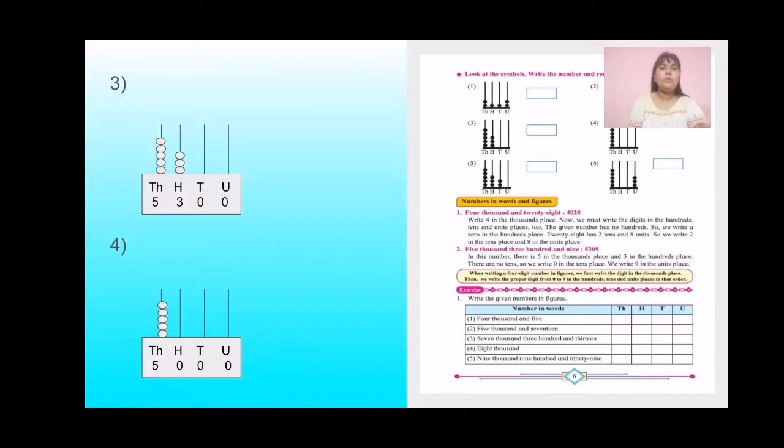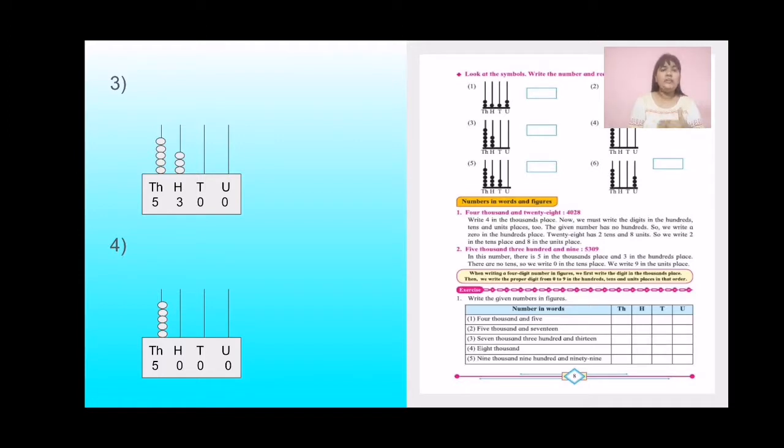Third one, above unit, can you see any circle? No. So you will write down 0. Above tens, any circle? No. So you write down 0. Above hundreds, 3 circles. So you write down 3. Above thousands, 5 circles. So write down 5. So how will you read this number? 5300.